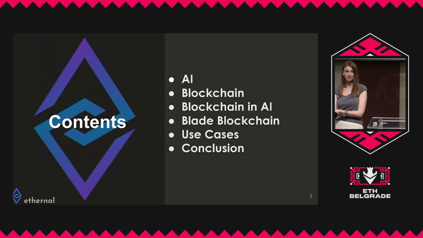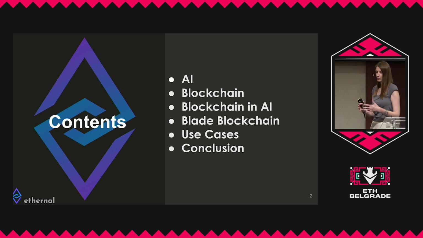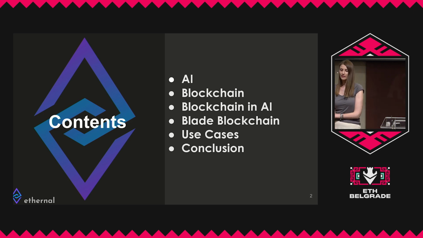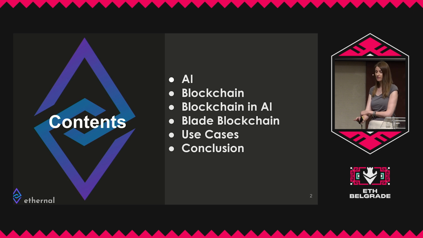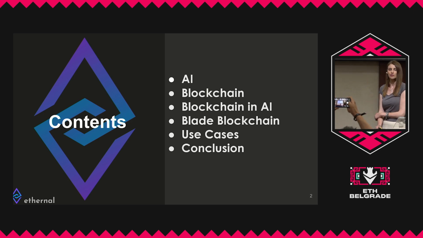So let's start. In this presentation, I will talk about AI. I will explain a few definitions and AI concepts. I will go through core blockchain features. Then I will join these two worlds together and explain how we can benefit from blockchain in AI. Afterwards, I will say a few words about our enterprise blockchain that we have built at Ethernal and give a few use cases of how we can apply blockchain in different AI processes. In the end, I will give a conclusion about this topic.